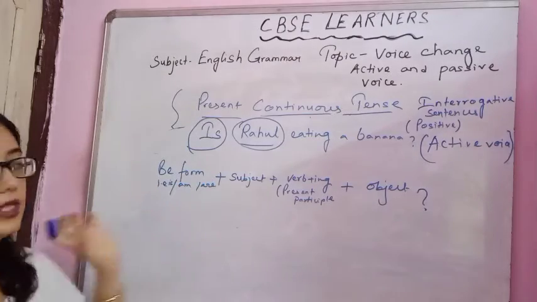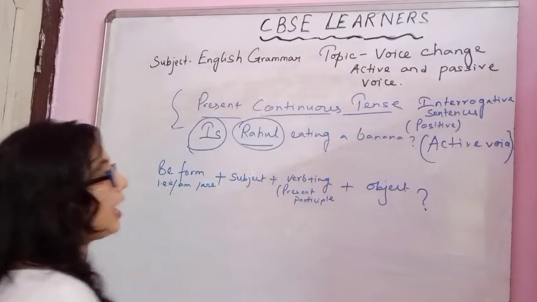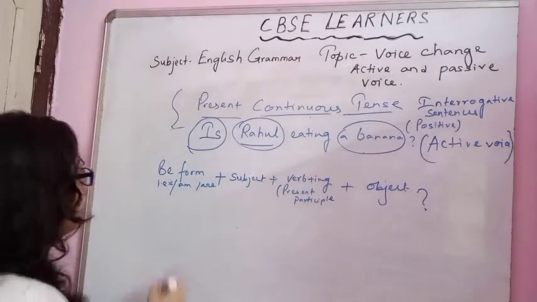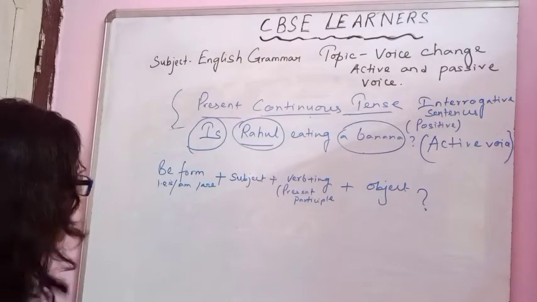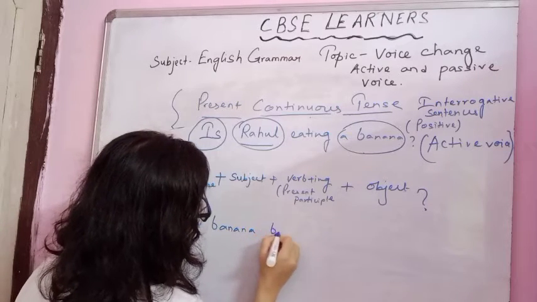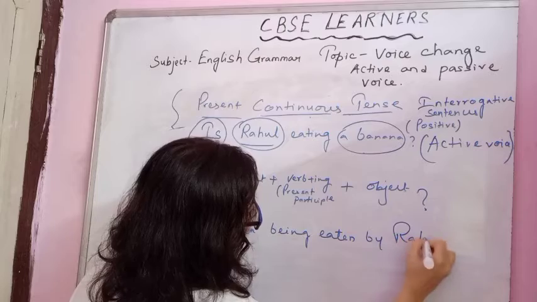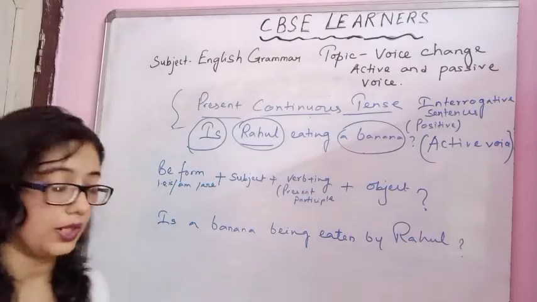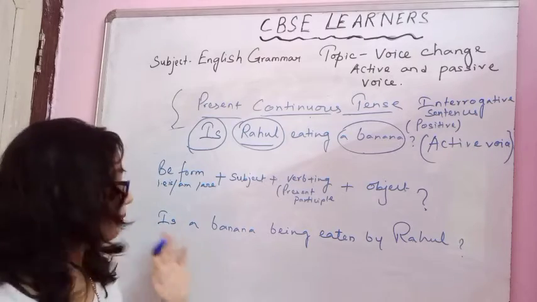Now, how do we convert this into passive voice? They will say the same thing, but here we have to bring the object, which is a banana, first, and focus on the banana. The banana is singular, so we use is: "Is a banana being eaten by Rahul?" Here we are using the banana as the main focus. This is also a question, but the focus is on the banana, which is the object.